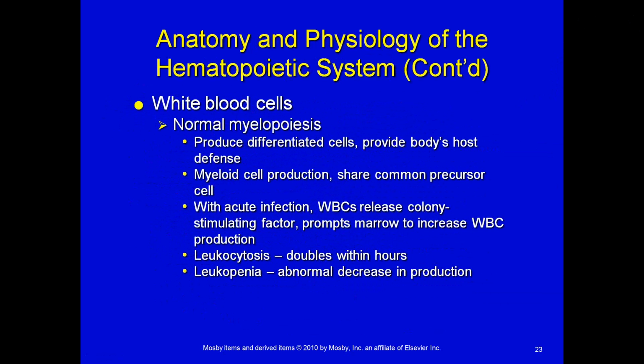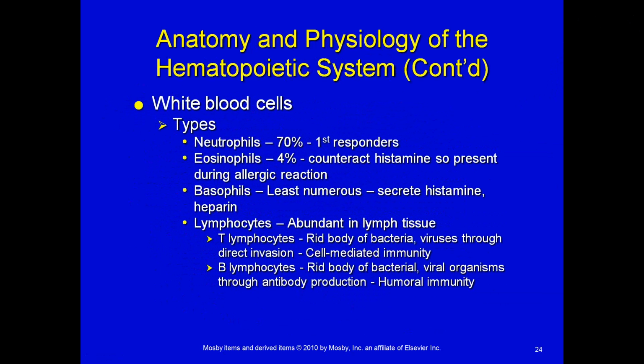With an acute infection, white blood cells release a colony-stimulating factor, which prompts bone marrow to increase white blood cell production. Leukocytosis refers to the doubling of white cells within hours during an acute infection, and leukopenia refers to an abnormal decrease in production of white cells.